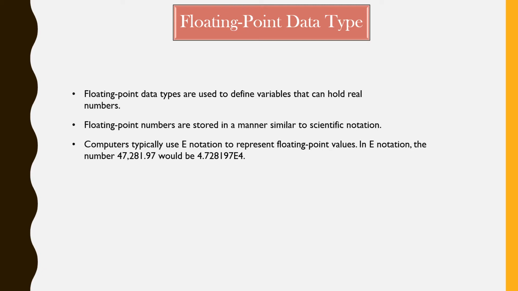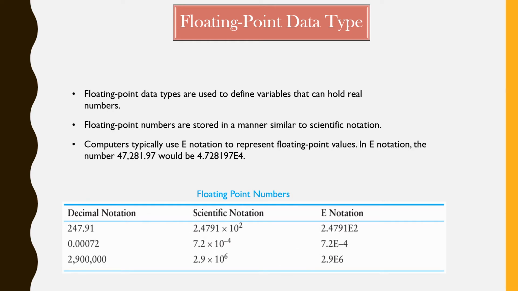When a floating point number is stored in memory, it is stored as the mantissa and the power of 10. The table below shows numbers represented in scientific and E notation. In scientific notation, the numbers are represented as a power of 10, while in E notation they are represented in terms of E. The part before the E is known as the mantissa, and the part after the E represents the power of 10.